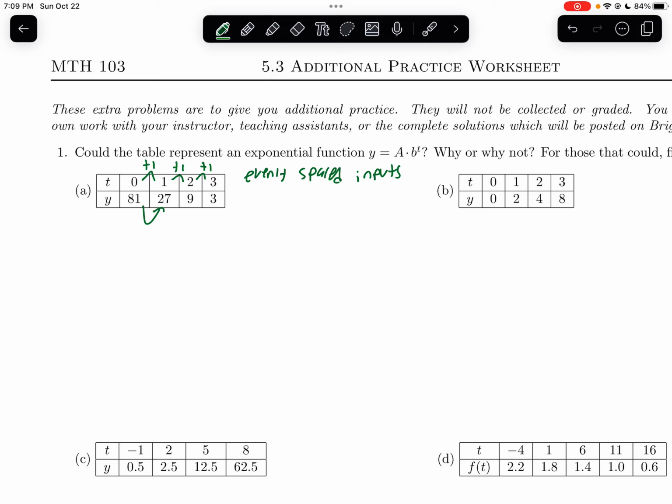So to go from 81 to 27, you are dividing by 3, but you want to look at this as multiplication. So you're multiplying by a third. 27 to 9, again, you divide by 3, but you can think about that as multiplying by a third, and multiplying by a third. And so these are equal. You got the same number each time. So you have evenly spaced inputs. These are equal, so it is exponential.